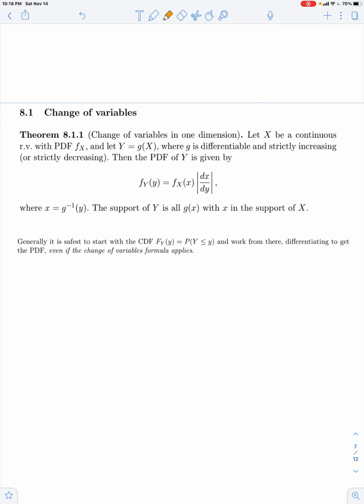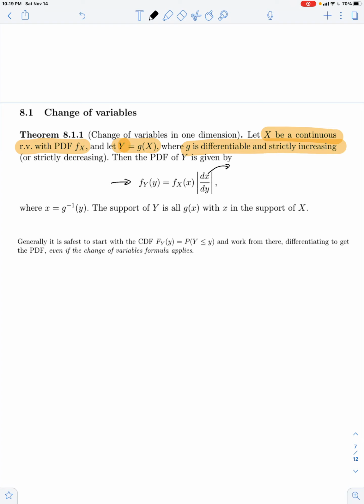So first, let's talk about the theorem. Let X be a continuous random variable with PDF f sub X. Note that we're talking about X continuous. Then let Y equal g of X, where g is differentiable and strictly increasing. Then if we want to get the PDF of Y, all we have to do is use this formula.